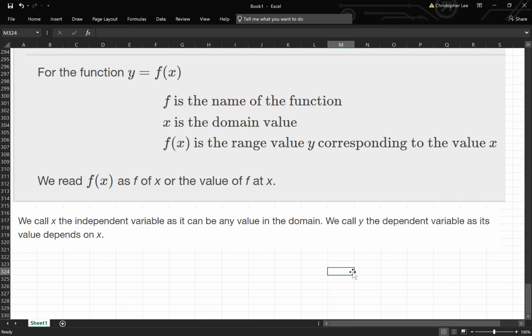So I have a function, and I'm plugging in different values for x. All of the x's are independent, but the y value gets determined by whatever x value I'm plugging in. So the y is dependent and the x is independent. Really important terms for when you go on to Math 30.